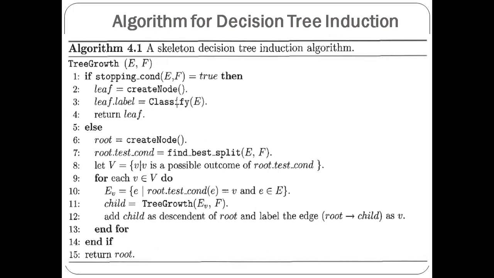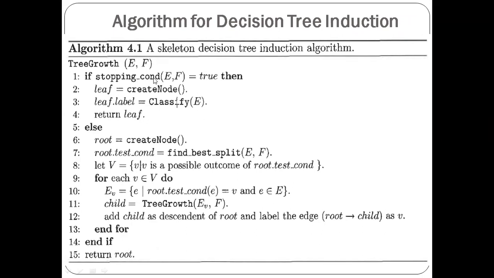So the majority class, whether it is yes or no, will be chosen and assigned as the class label of this leaf node, and then we will return this leaf node. So this is when we reach the stopping condition. If we reach the stopping condition, then we will be creating a leaf node using this create node method, and we will assign the majority class label as the class label of this leaf node, and then return it.